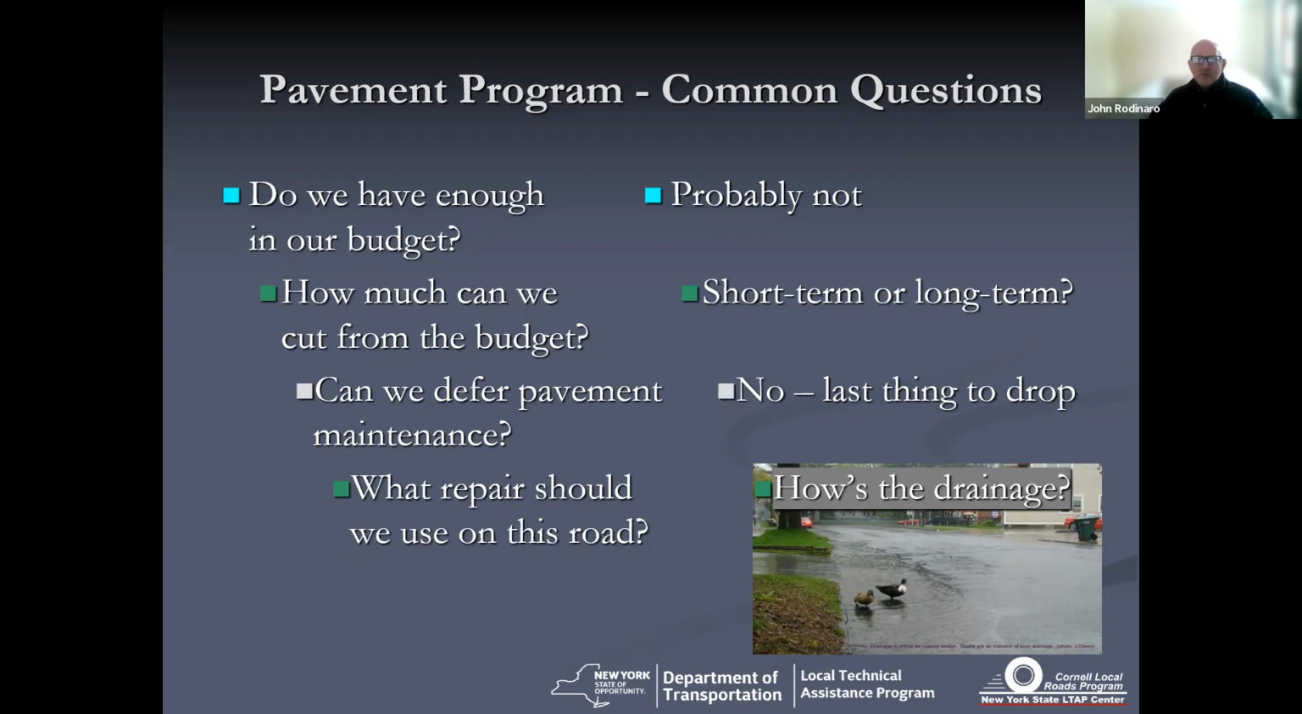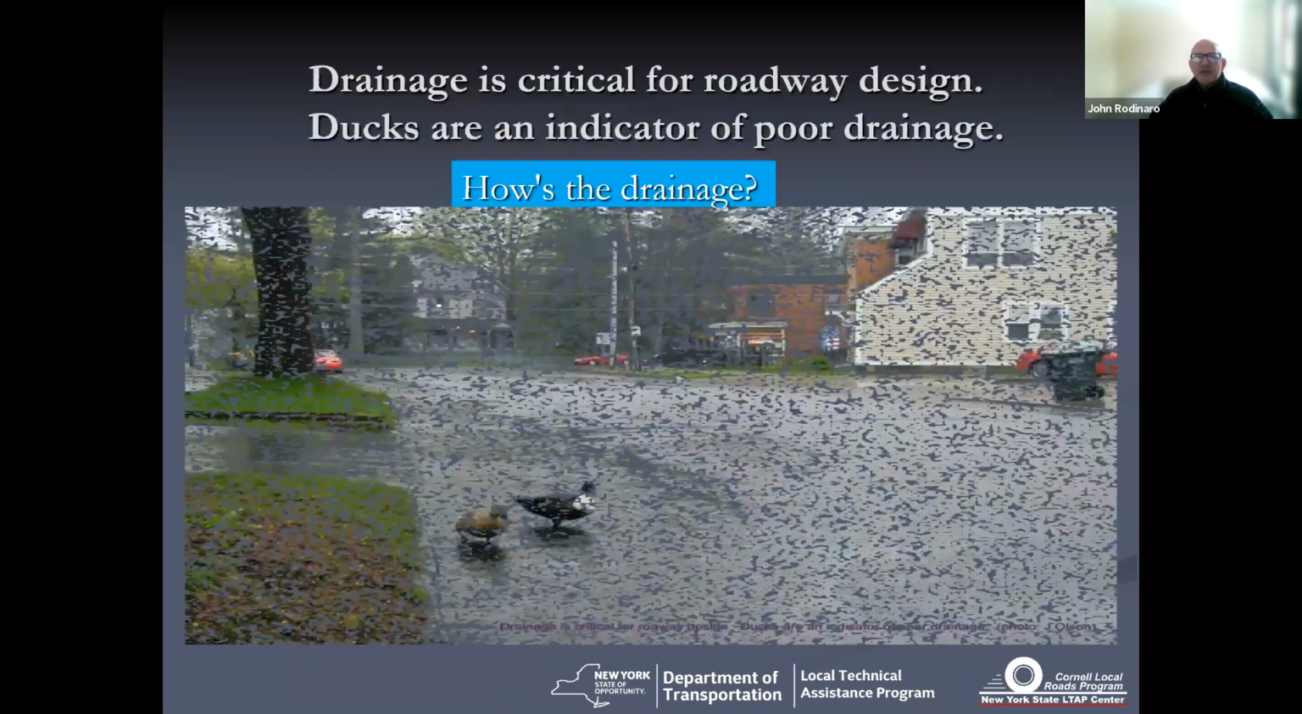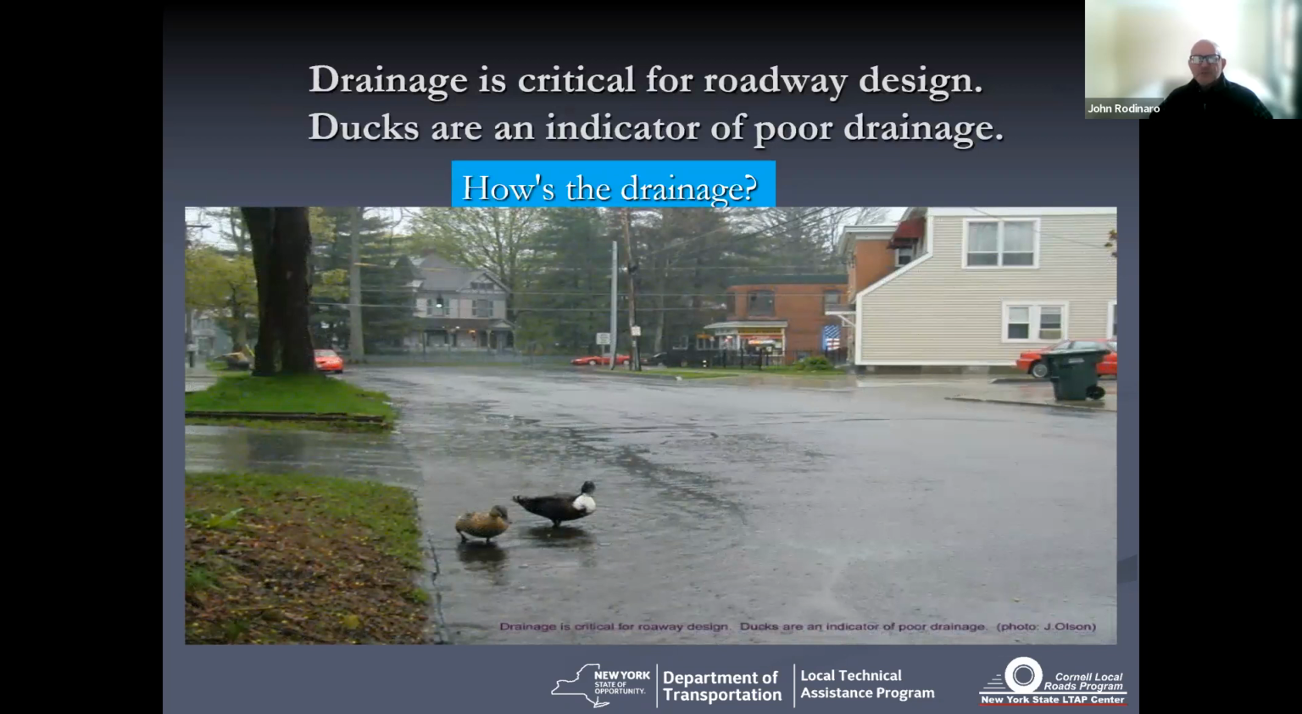So when you've finally decided that you're going forward with your pavement maintenance, you ask yourself, what repair should we be using on any particular road? But you've got an underlying question you need to answer, and that's, how's the drainage? And I love this picture. It's a picture David uses in his presentations, with credit to Jay Olson. It says it all. Drainage is critical for roadway design, and ruts are an indicator of poor drainage. That one sticks with me. And if your road looks like this after a rainstorm, you've got to be taking care of your drainage issues before you think about any other maintenance.